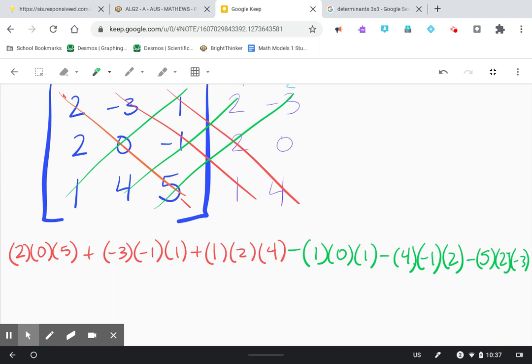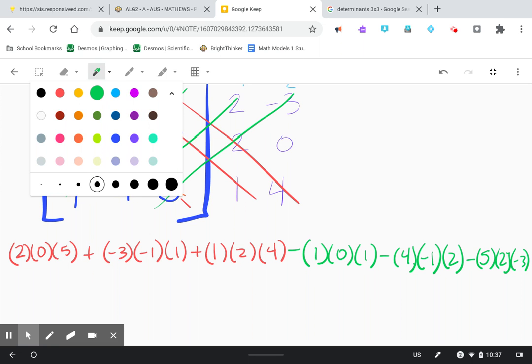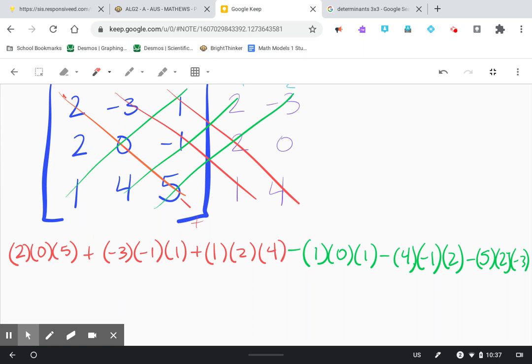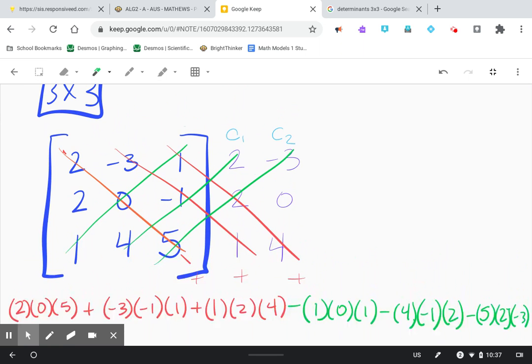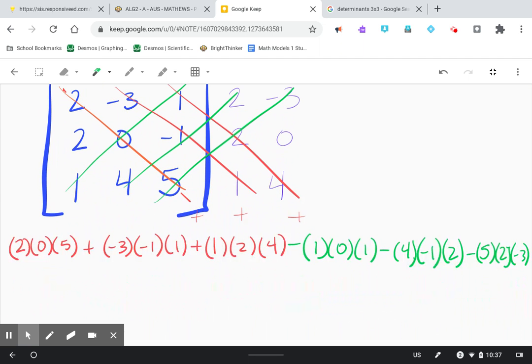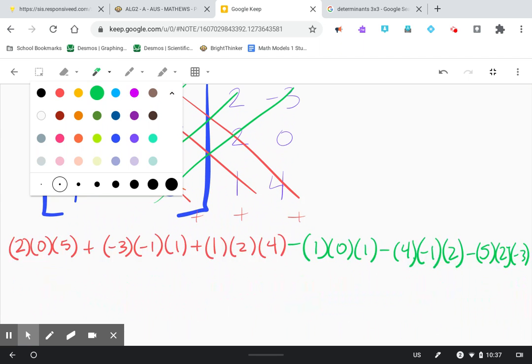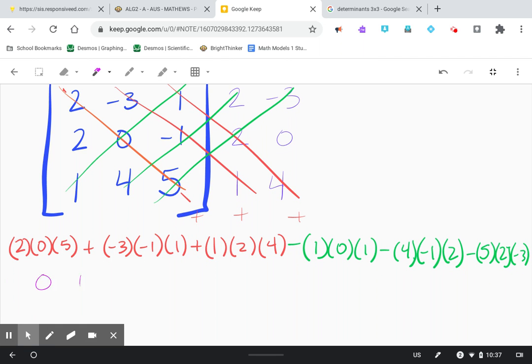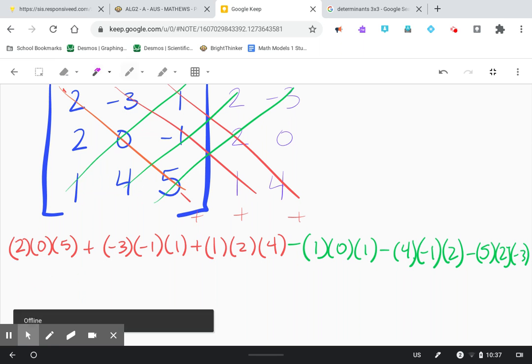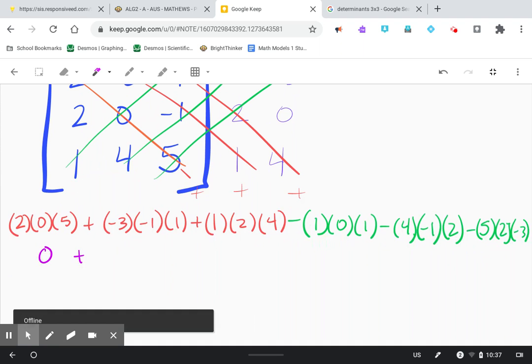All right, so I did my downward diagonals. Those all get added, right? So plus, plus, plus. And then my upward diagonals, minus, minus, minus. So this is what I have here in red and green. So now we're ready to calculate the actual value. So 2 times 0 times 5 is 0 plus, again, I don't know why it keeps going to the thinnest level of writing, but let me fix that. Okay, 0, negative 3 times negative 1 times 1. That's going to be positive 3.